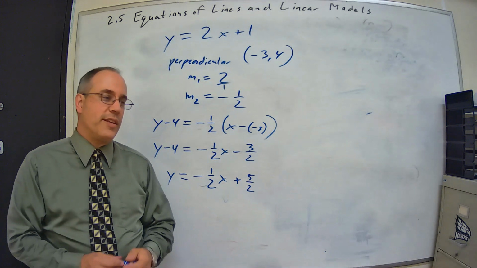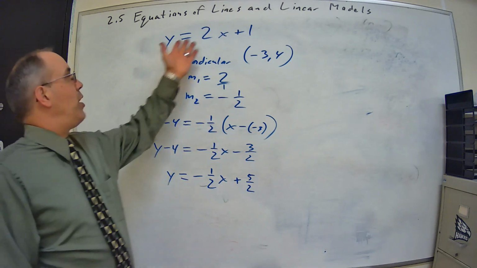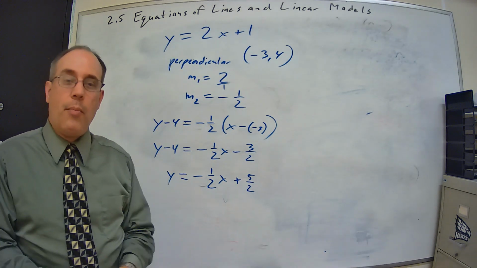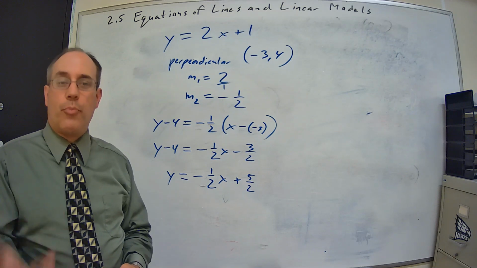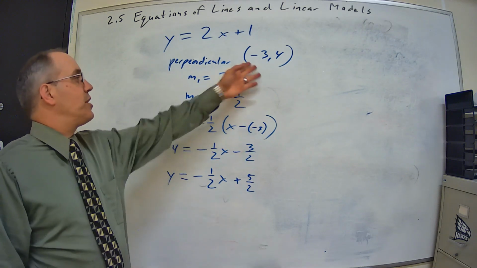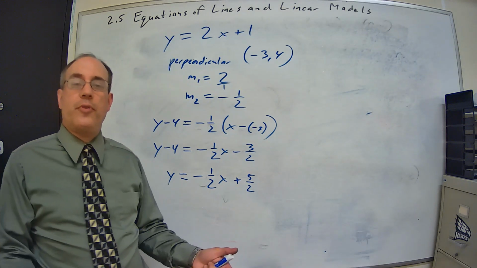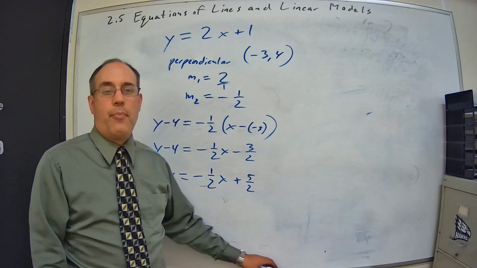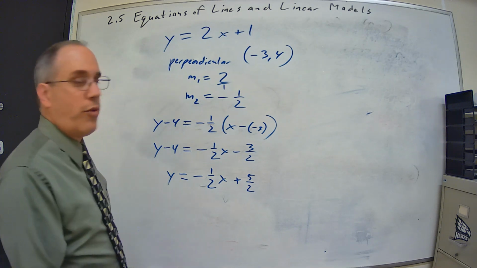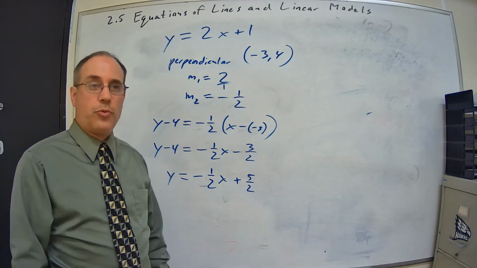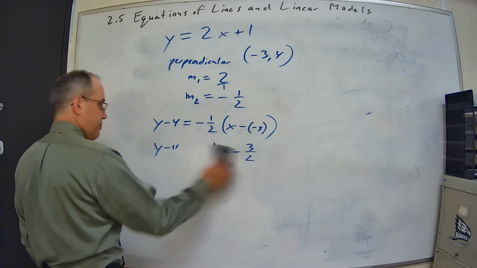So pretty cool. We can start with one line, and we can come up with lines that are parallel to it or perpendicular to it. We can choose a point and say I want it to be parallel to it and go through this point, or I want it to be perpendicular to it and pass through that point. Just by knowing that if they're parallel, the slopes will be the same. If they're perpendicular, the slopes will be negative reciprocals.